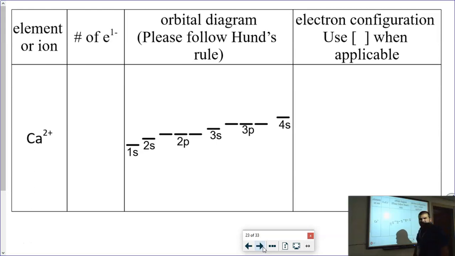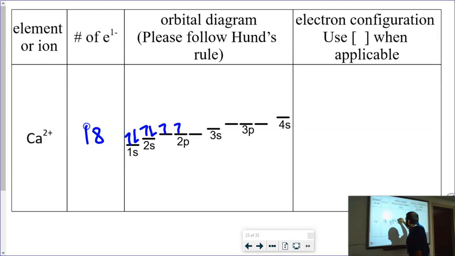Calcium 2 plus, we have an ion. Okay, calcium, if you find it, is element 20. If it's 2 positive in charge, that means it's lost 2 electrons. So we have a total of 18 electrons to work with. We are all filled up all the way through 3p.